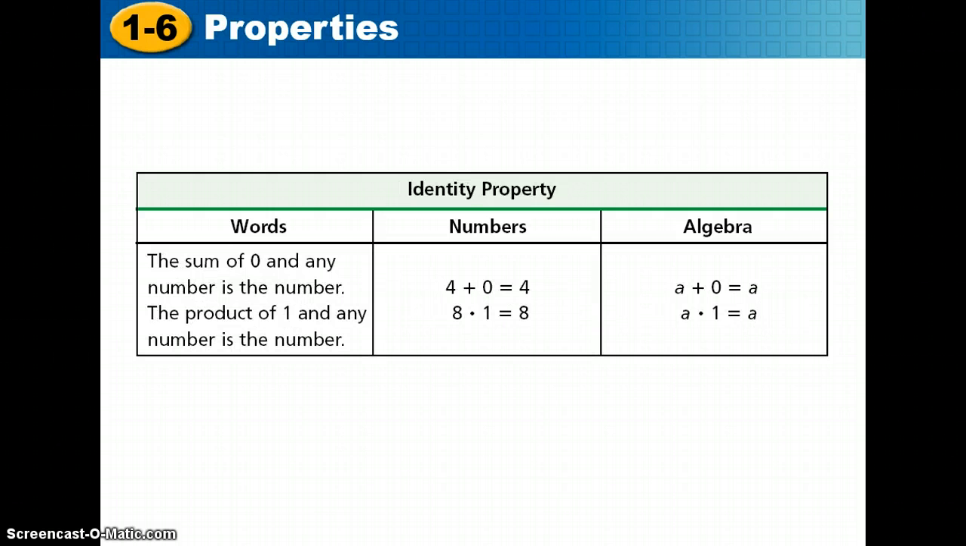The identity property works two ways. For addition, the identity property says if I take a number and add 0 to it, I'm going to get that number. The identity property of multiplication says that if I take a number and multiply it by 1, I'm going to get that number.